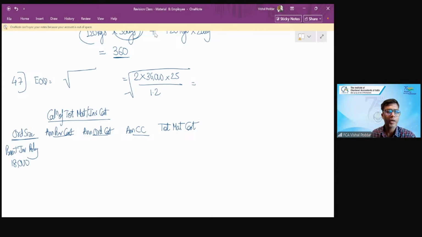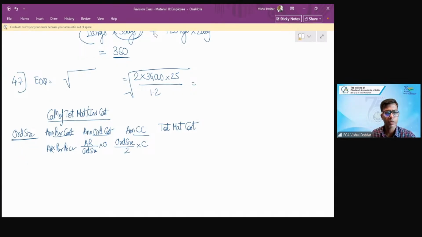material cost. Now, how do you find out your annual purchase cost? Annual purchase cost is your AR multiplied by purchase price. Correct? That is annual purchase cost. How do you find out annual ordering cost? It is AR upon your order size into O. O is your cost per order. And how do you find out annual carrying cost? It is your order size upon 2 into C. So these are your four calculations.